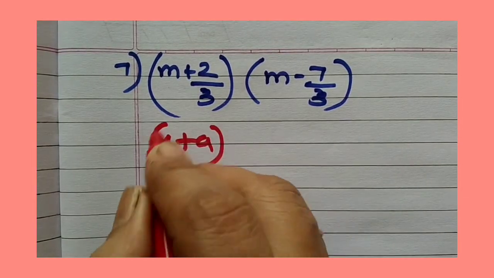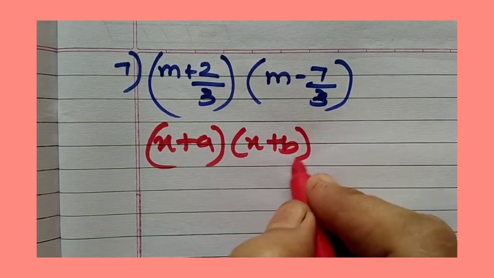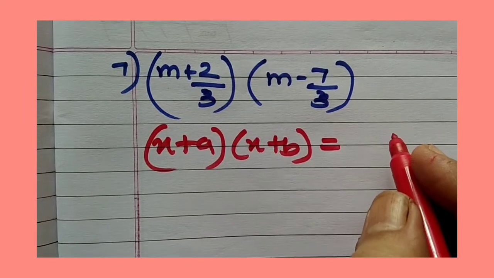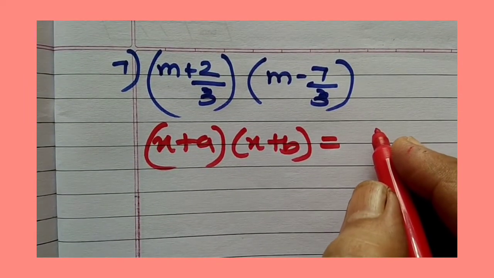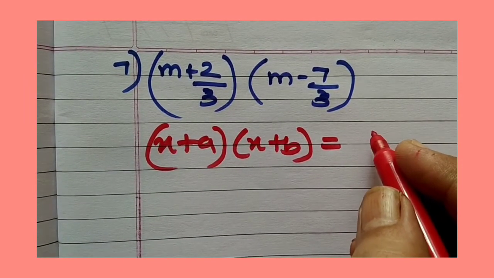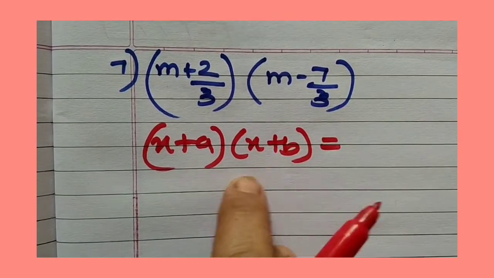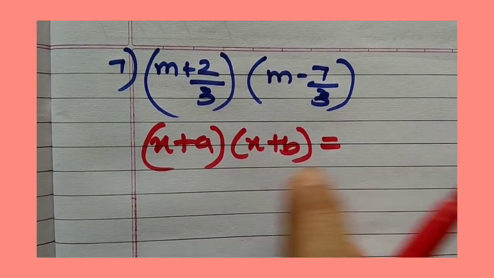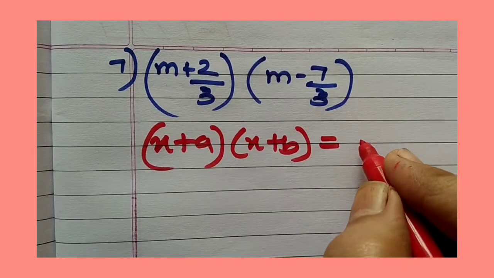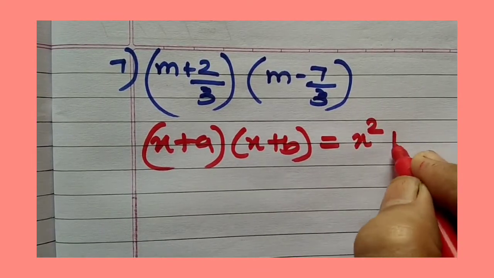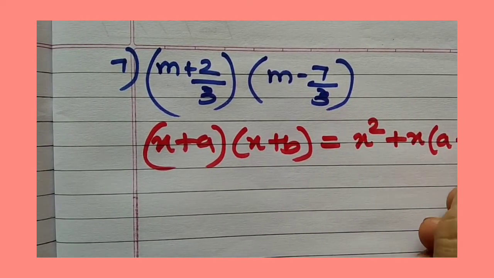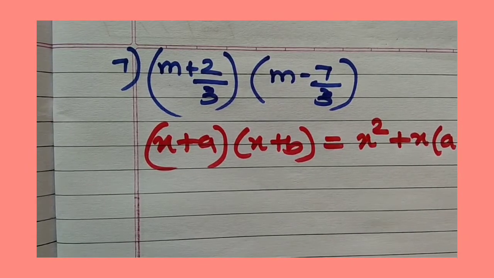X plus a into x plus b. This formula you have to learn. Remember children, the earlier three and all the formulas whatever we will study, you have to keep in mind. You cannot go on multiplying at the time of exam. You should know it. What will be the answer? X square plus x into a plus b plus ab.